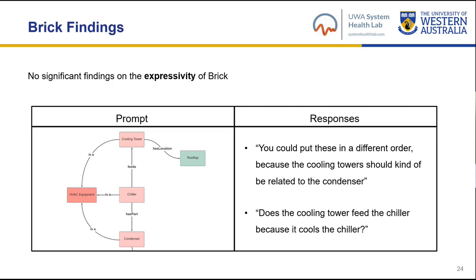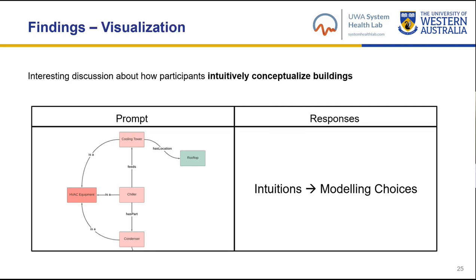When introduced to this map, participants took to discussing the system topology over the relationship itself. For example, one participant observed you could put these in a different order because the cooling towers should kind of be related to the condenser. While this meant that there was no significant findings on the expressivity, it did lead to an interesting discussion around how participants intuitively thought about buildings.